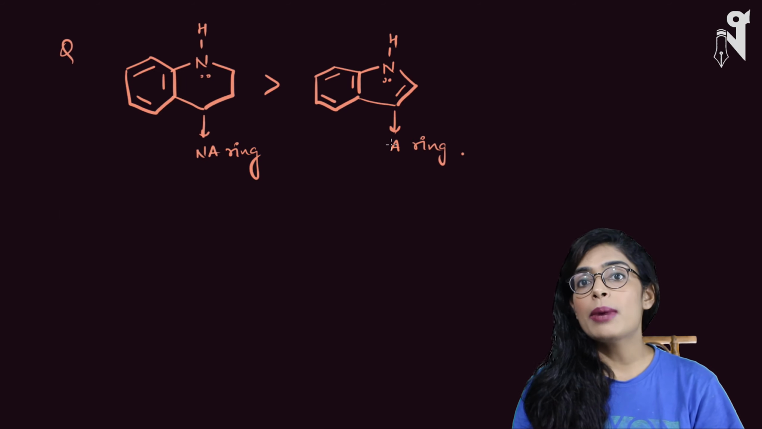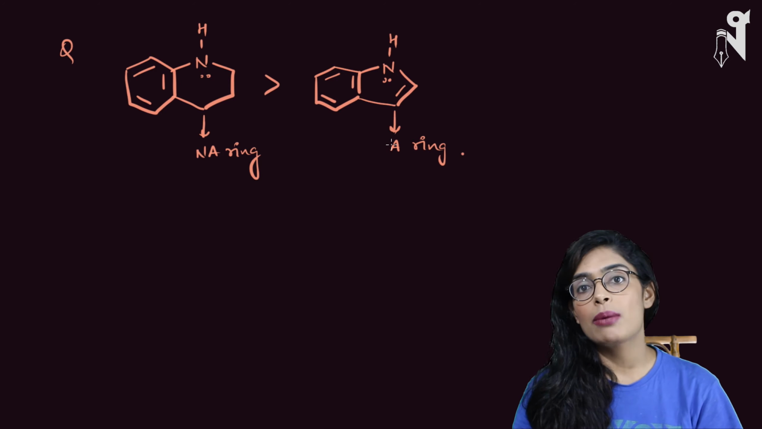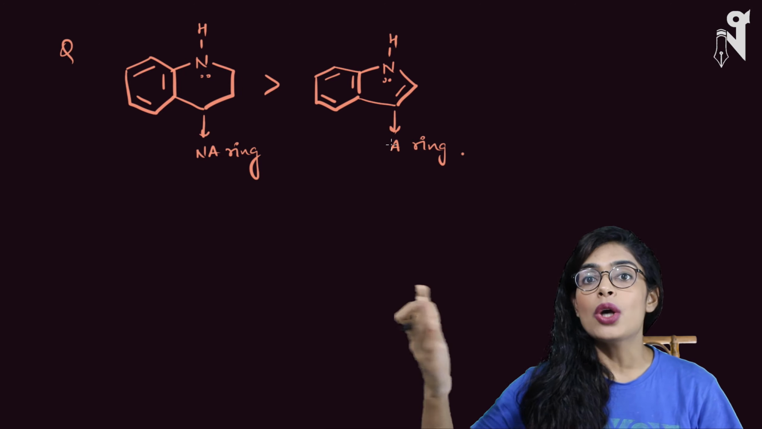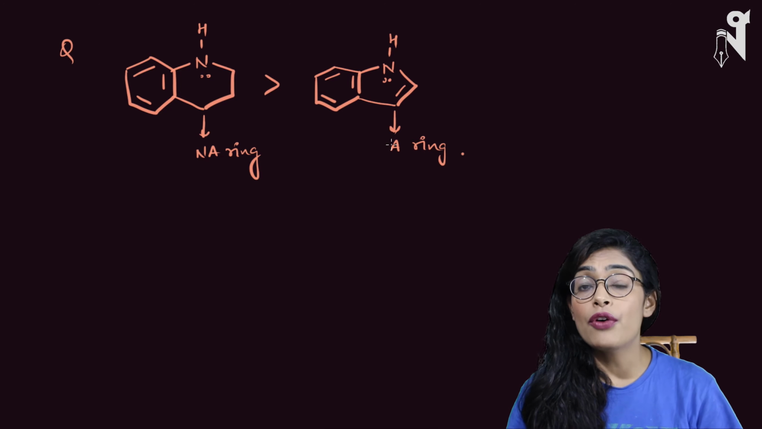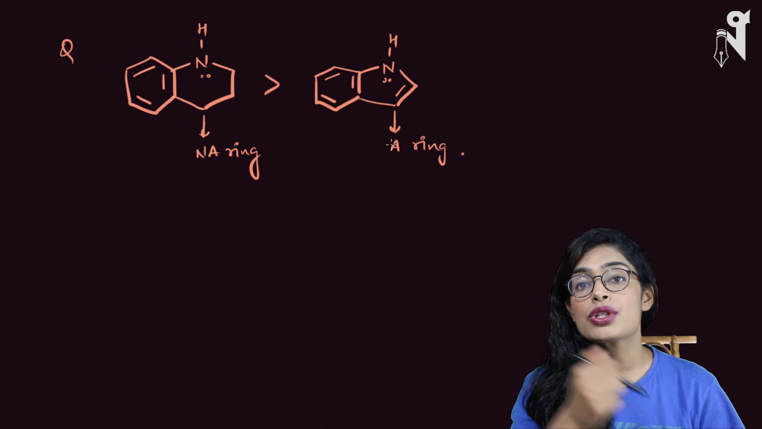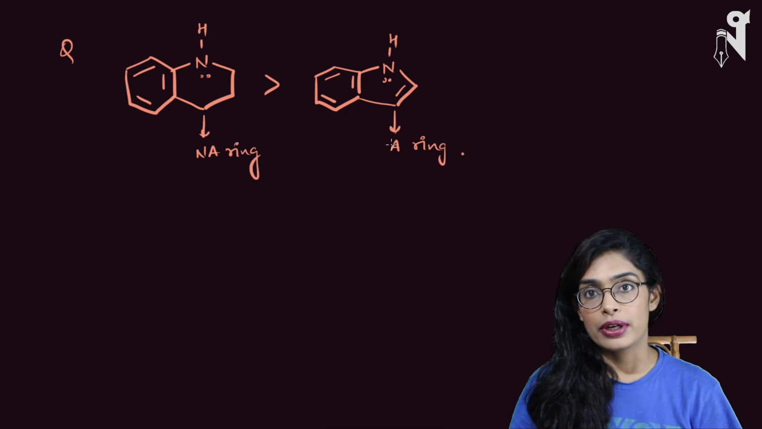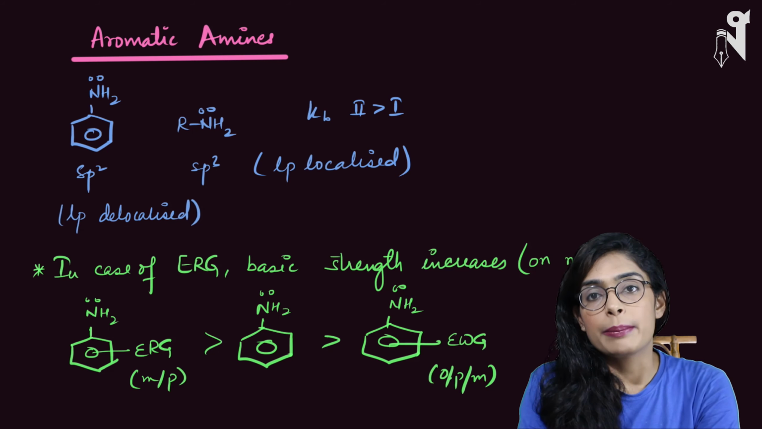If non-aromatic is becoming aromatic, or if non-aromatic is remaining non-aromatic, in that case it is going towards either more stability or the same stability, so the reaction is feasible and preferred. But for aromatic, if it is going in the opposite direction, towards lesser stability, then the reaction is not preferred and hence it will be the least basic one. So now we'll start the aromatic amines.